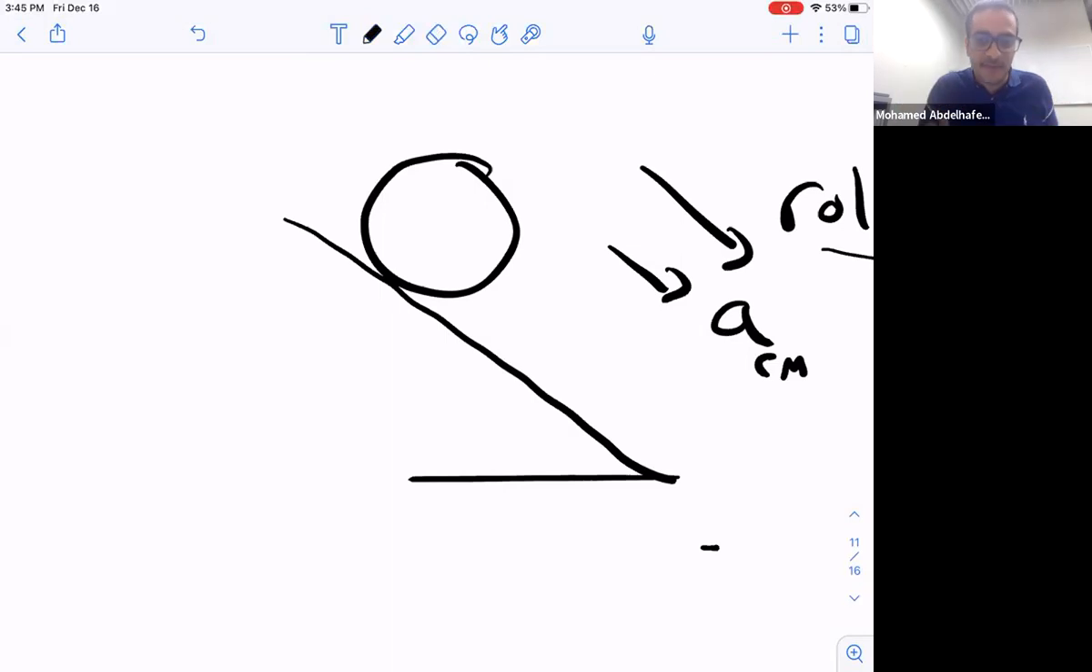Sorry, let's do the free body diagram first. There's the normal force, there's gravity, that's it. So far, without static friction, there is nothing creating torque about the center of mass. Neither gravity nor the normal force creates torque about the center of mass. So static friction comes in and says, I am here to make rolling happen. How? By supplying alpha matching A.